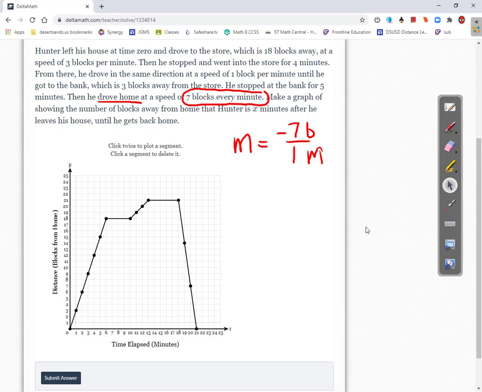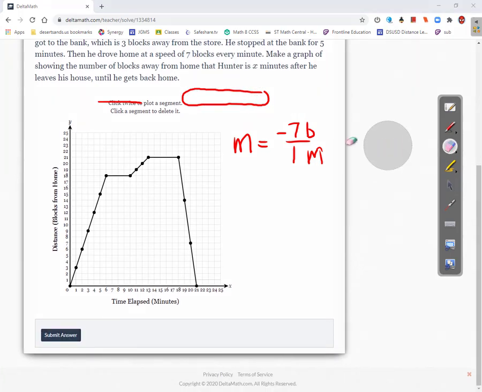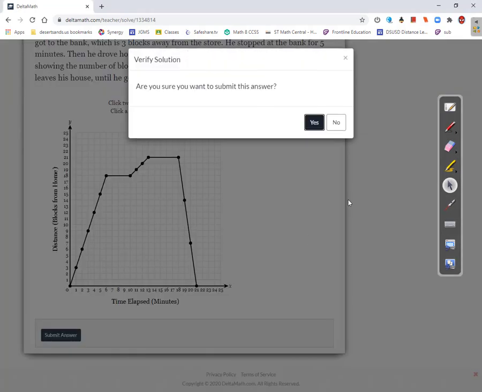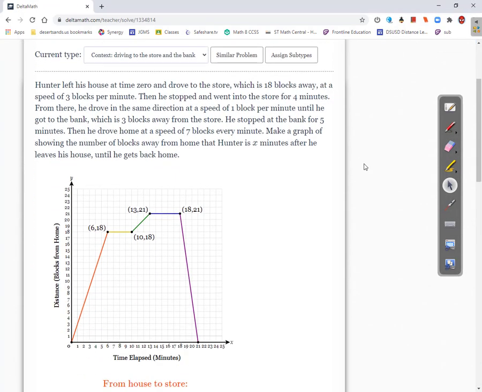So I'm feeling pretty confident about this. Let's go ahead and scroll down and see if good old Delta Math gives us a green check mark or a red X. Green is good. So let's see. We're totally fine.